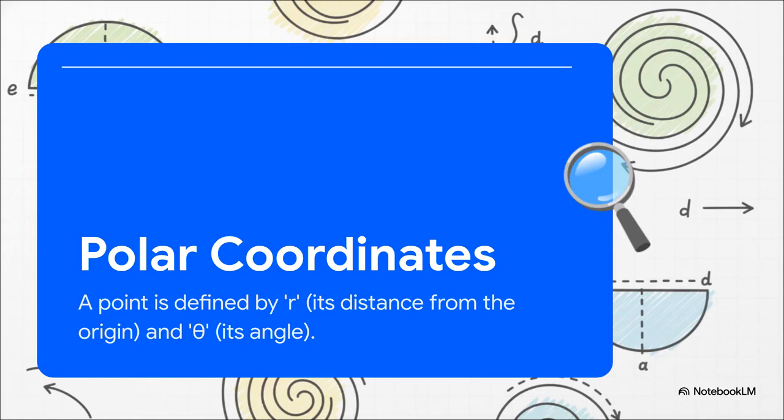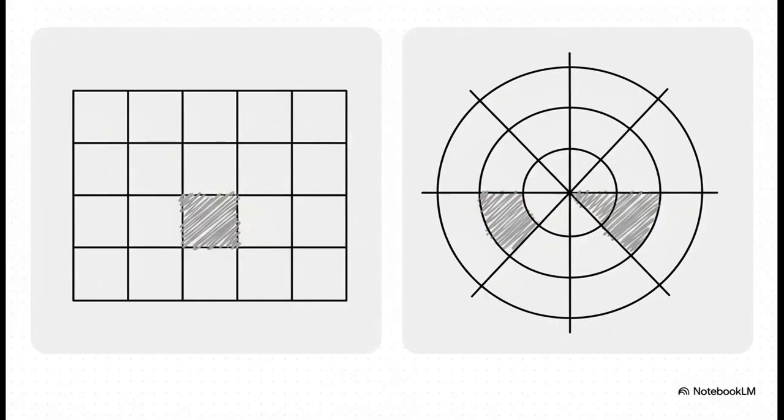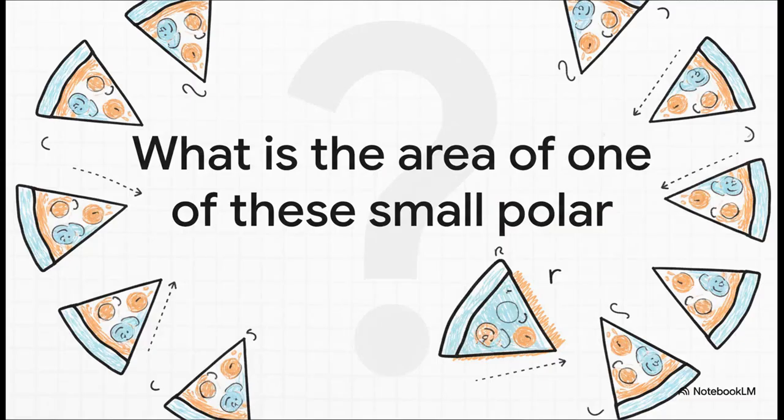So what are polar coordinates? It's just a different way to map things, using distance and angle. And here's the big deal. The grids look totally different. Polar grids aren't uniform. They stretch out. Okay, let's zoom in on just one of these little wedges.